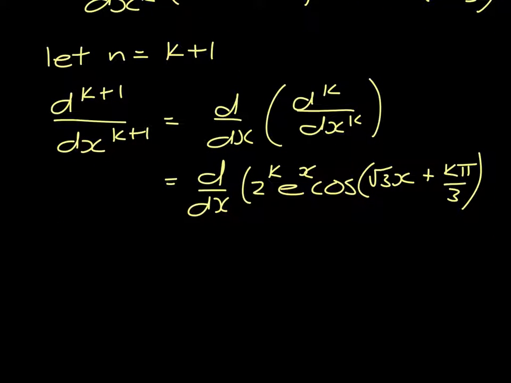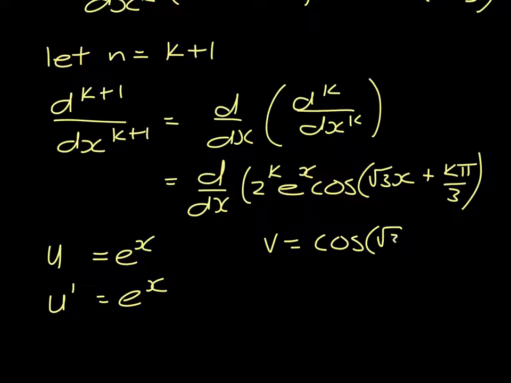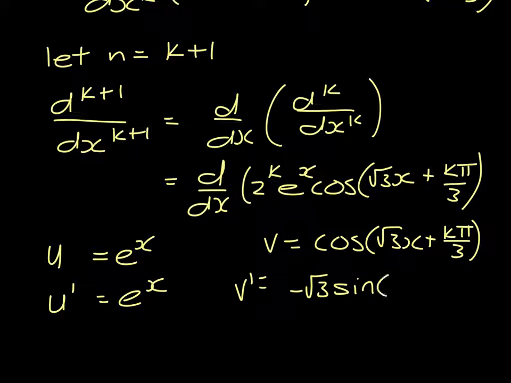Whenever we differentiate that, we have a product. So u equals e to the x, and du/dx will equal e to the x. v equals the cos of root 3x plus k pi over 3. So whenever we differentiate that, we get minus root 3 sine of root 3x plus k pi over 3.